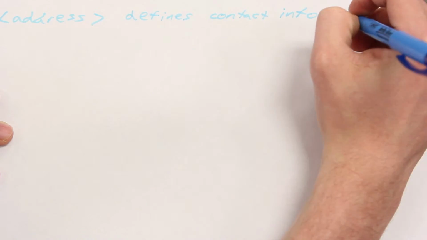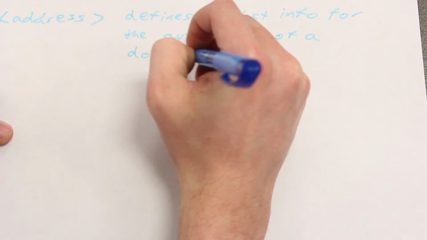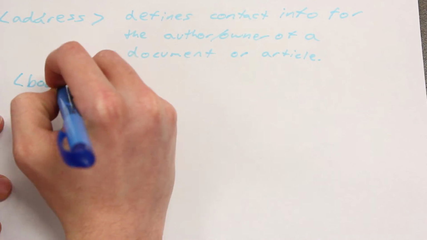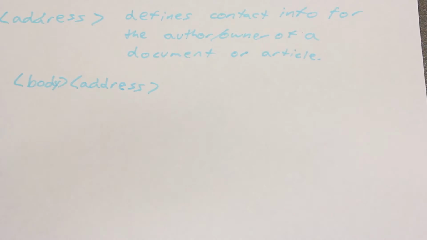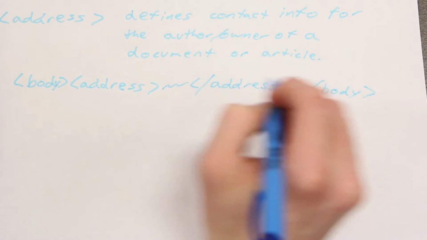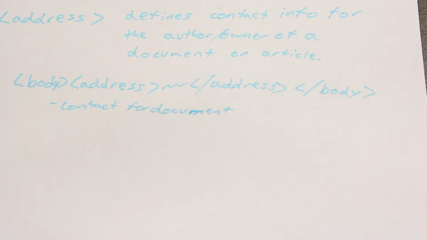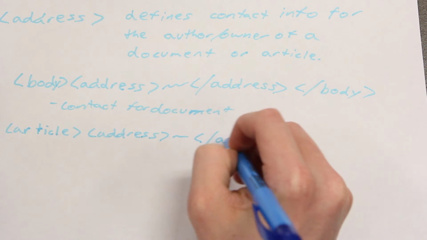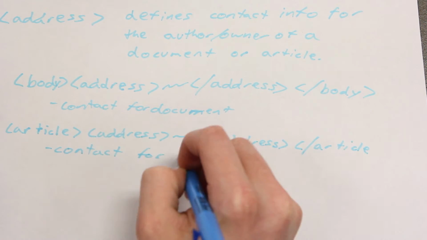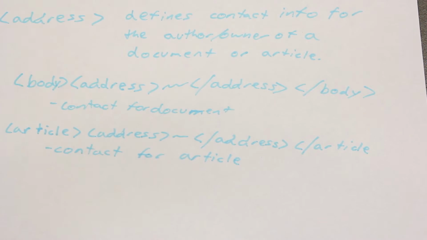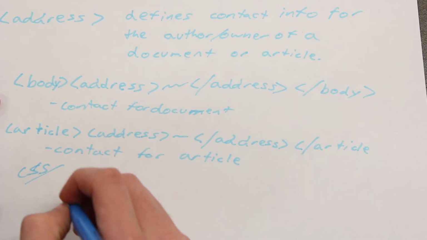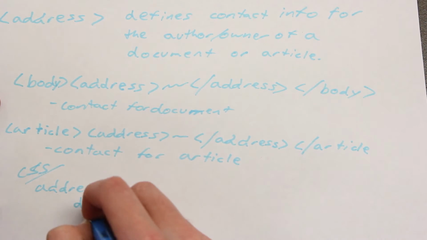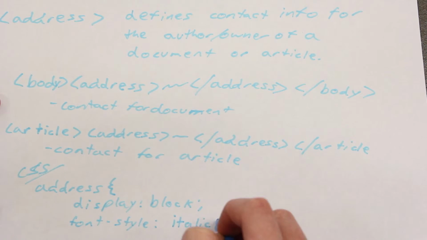Alright, now I'm going to talk about the address tag. This tag defines the contact information for the author or owner of a document or an article. If the address tag is inside the body tag, then it represents the contact information for the whole document. If the address tag is inside an article tag, it represents the contact information for that article. So the CSS for this is fairly simple. It sets the display property to block and the font-style property to italic.